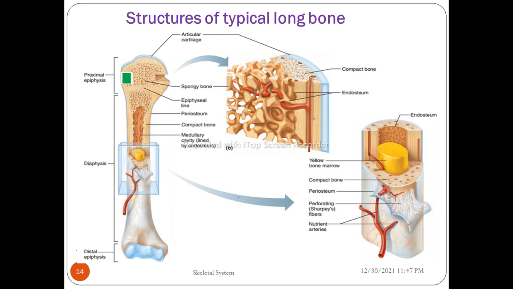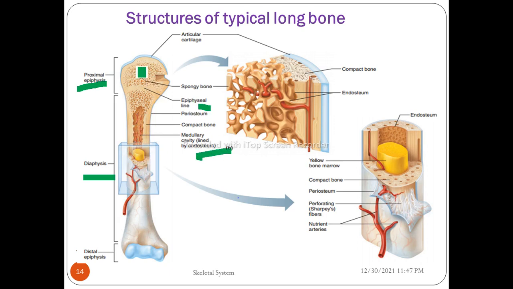This is the structure of a typical bone, as I told you. This is the epiphysis, this one is the diaphysis, and these are epiphyses. This constricted part is the metaphysis. In the metaphysis there is the epiphyseal line. This is the periosteum, compact bone, and this is the medullary cavity. The medullary cavity is lined by the endosteum membrane.